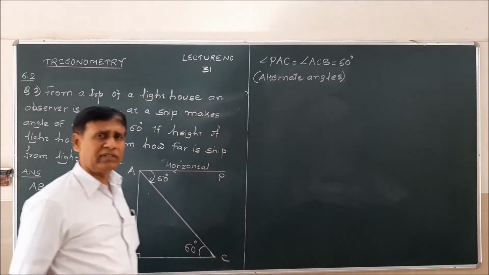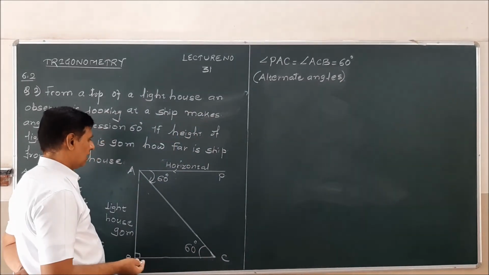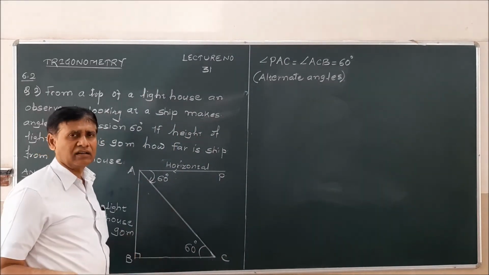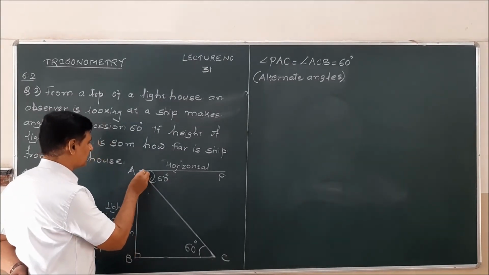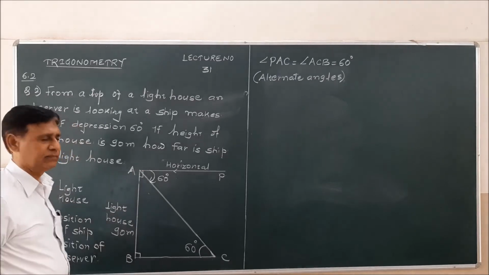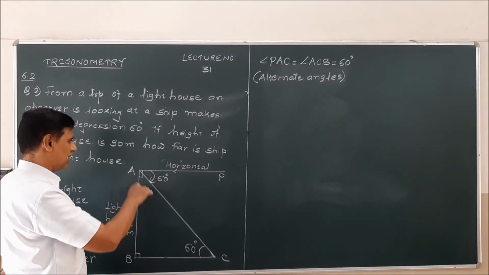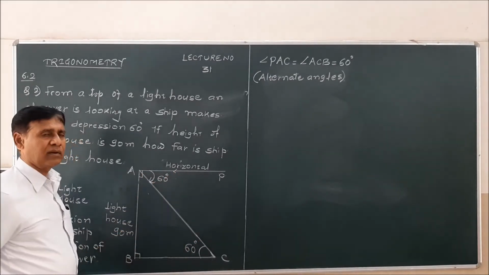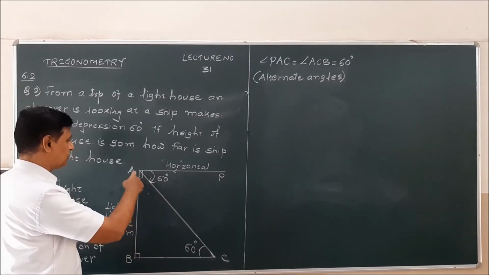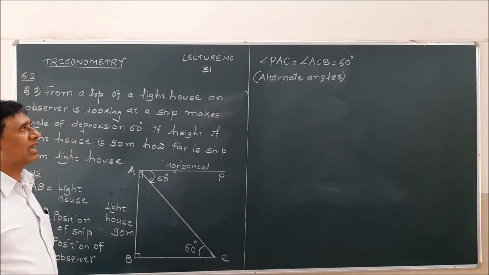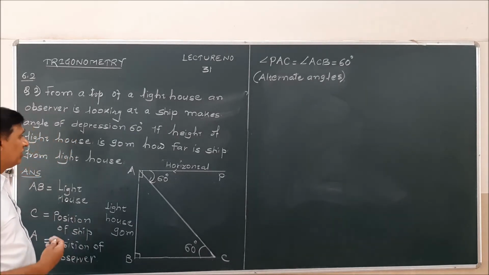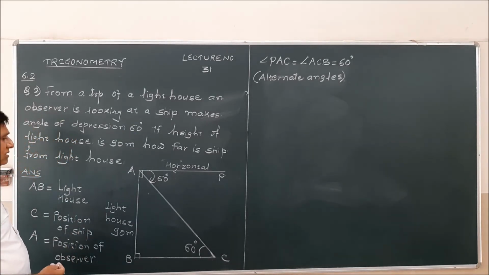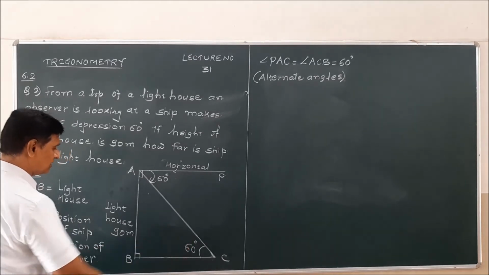So naturally you may think, how do they become alternate angles? Where are the parallel lines? This is 90, and you will find this is also 90. Complete angle is 90. So you will find these are interior angles and therefore these are parallel lines, and hence angle PAC is equal to angle ACB, and that is equal to 60. These are alternate angles.